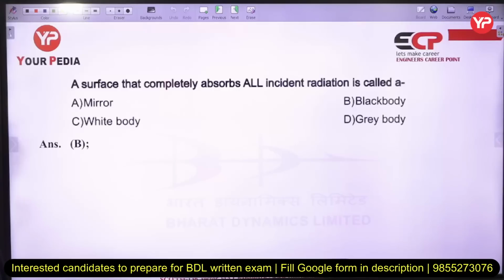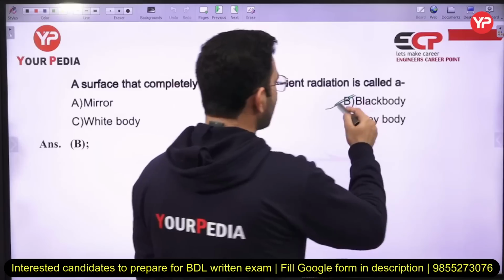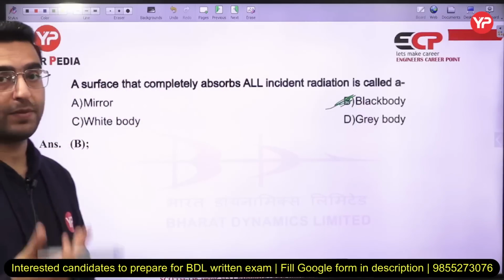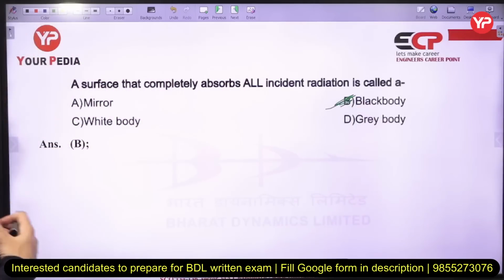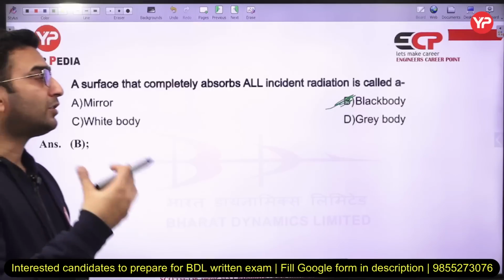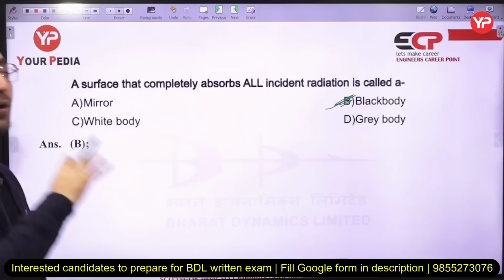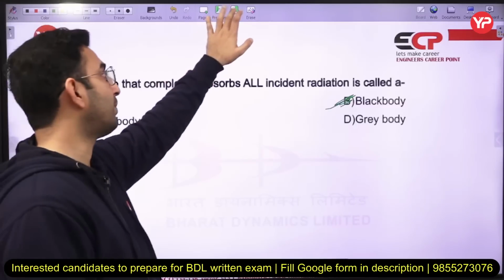Next part, the surface that completely absorbs all the incident radiation is called a, that's a very simple question. Here we have a black body here. Okay, black body is considered as a perfect emitter. Okay, it absorbs all the radiation which is incident on the black body, and it is also emitting the maximum amount of radiation here. Okay, at a particular temperature.